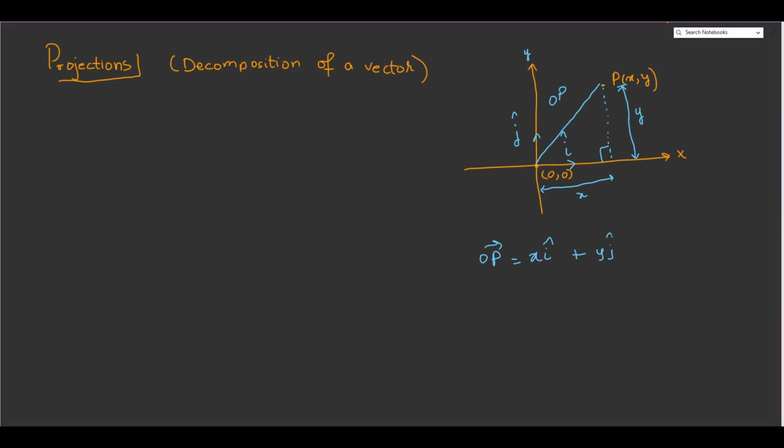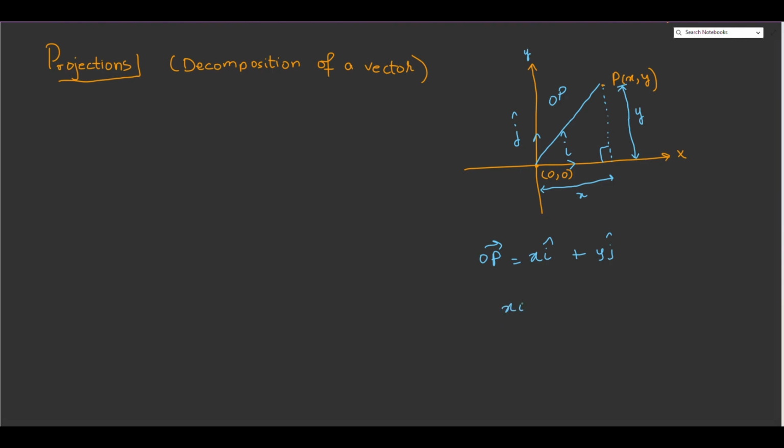As I told you before, i and j are the directions, so it means that you can only make movements to the left or to the right, or you can move up or down. So these are the degrees of freedom. When you want to reach the point P from the origin, you have to move x units in the direction of i.